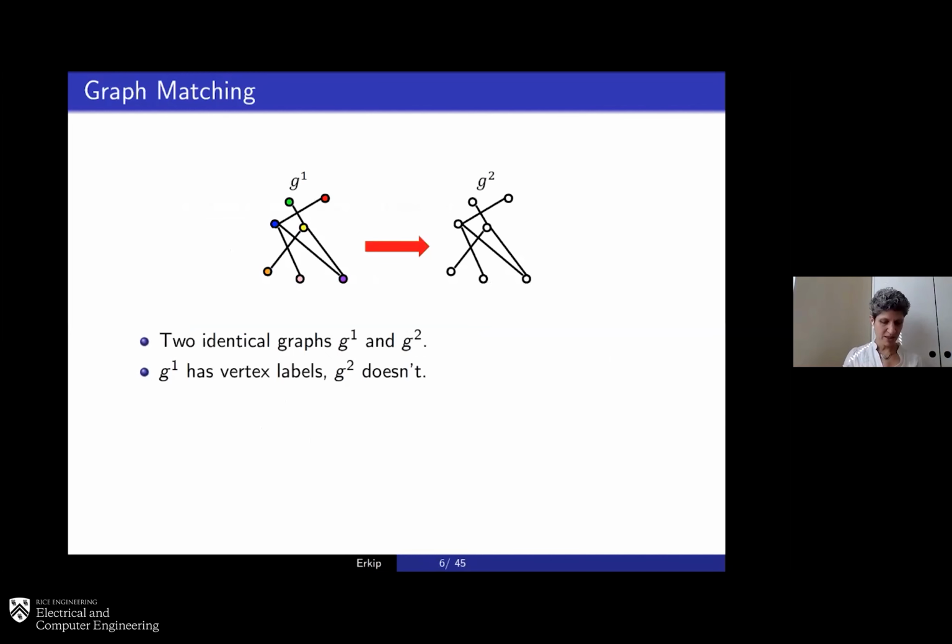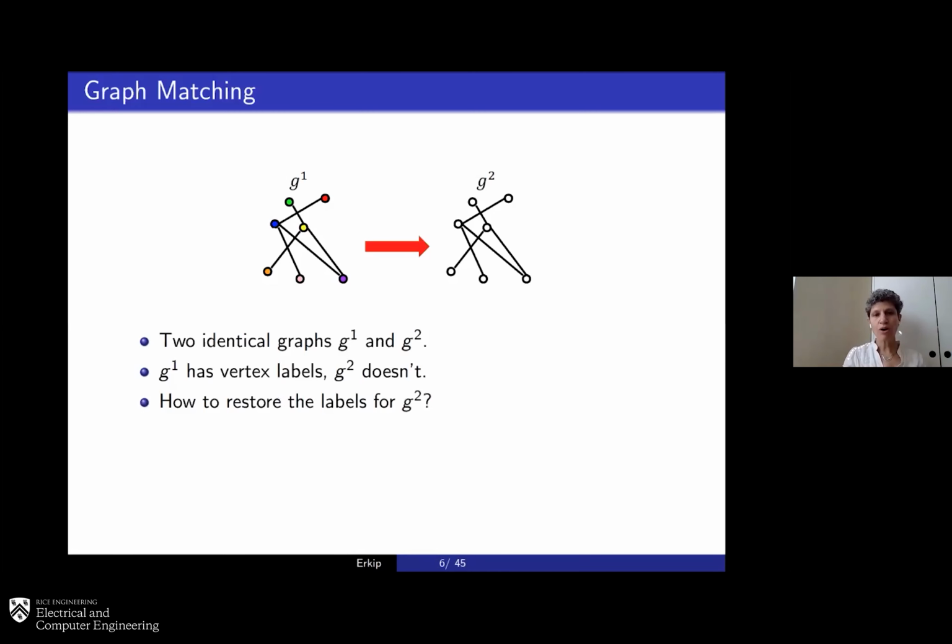Coming to the topic of the day, what is graph matching? And how does it relate to privacy, and what can we do with it? So, at a very abstract level, think about two graphs, G1 and G2. Suppose they're identical graphs. G1 has the labels of all the vertices, which in this case is indicated as different colors. G2 vertices do not have any labels.